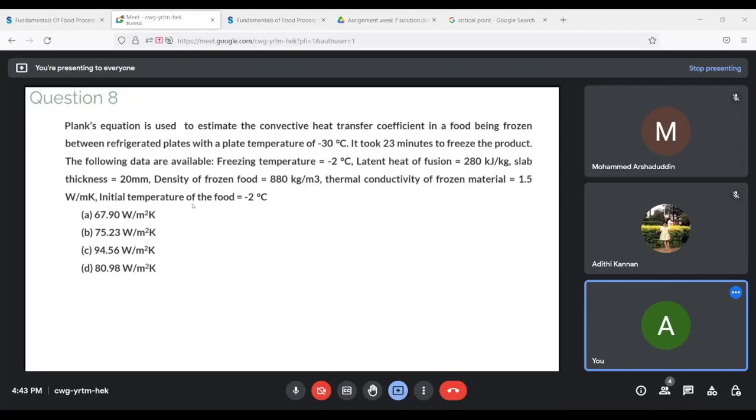The fact that the initial temperature of the food and your freezing temperature are the same indicates that you already have a food at the freezing point, which means you need not reduce the temperature further in terms of sensible heat. Since your product is already at freezing temperature, any more reduction will cause only a phase transition and not sensible heat. So you need to take care of this. You only need latent heat, the latent heat of fusion in this case. So we are using Planck's equation, which ignores sensible heat.